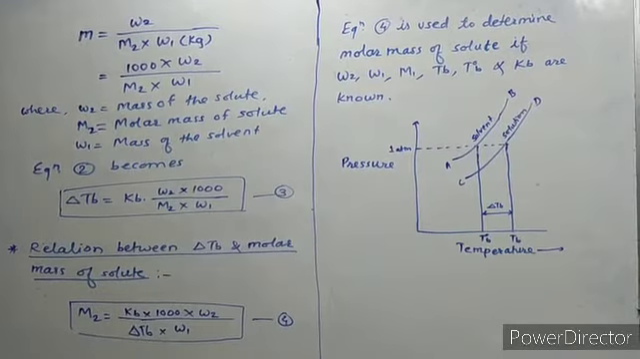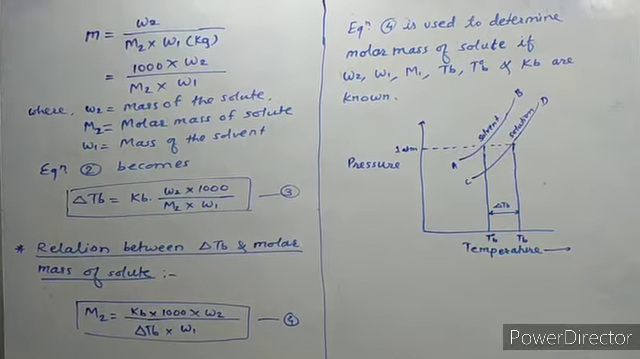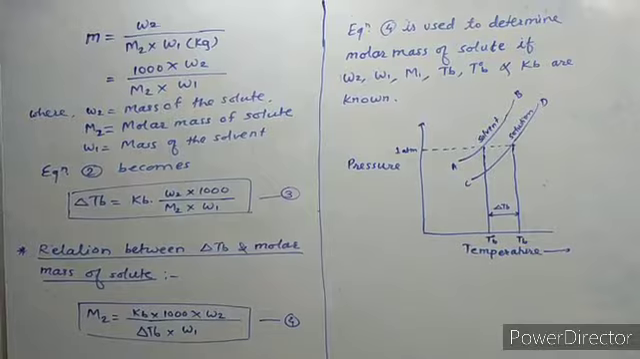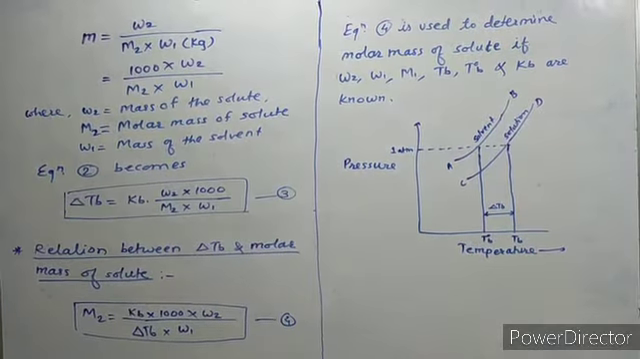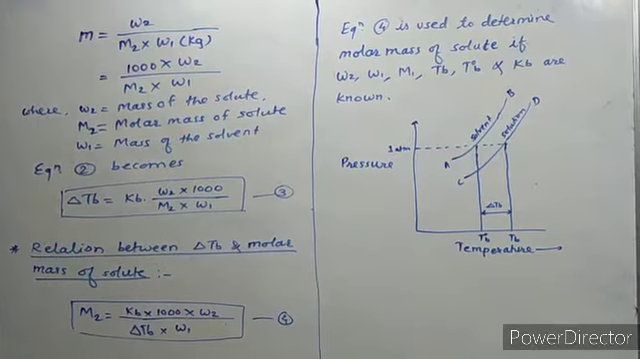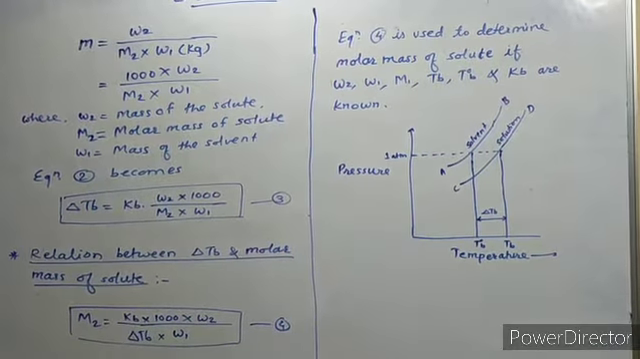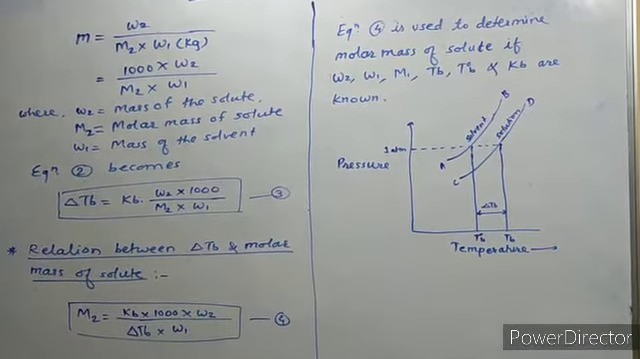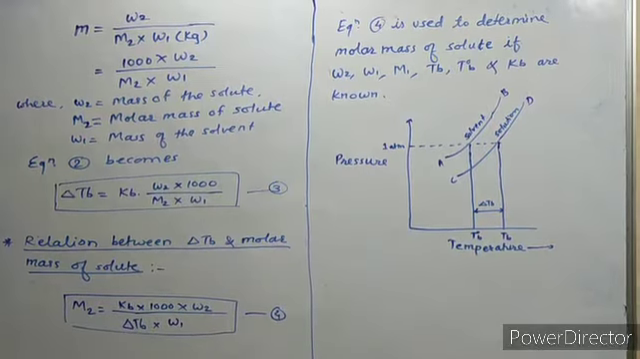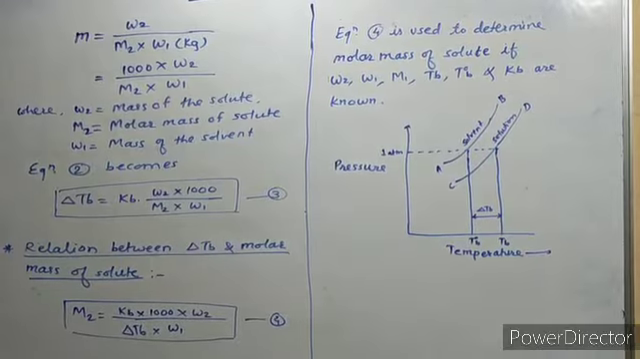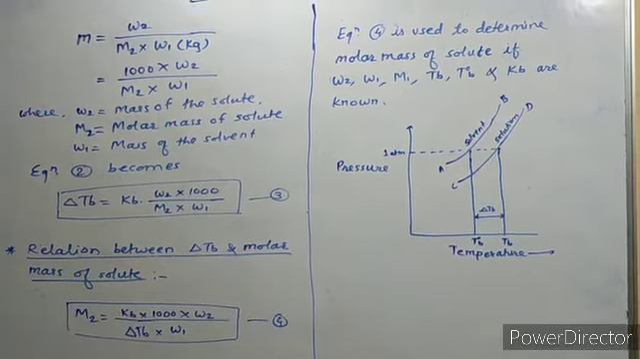What does in kg mean? We have to convert the mass of the solvent into kg, so divide by 1000. So it goes into the numerator: 1000 into W2 upon M2 into W1, where W2 is the mass of solute, M2 is the molar mass of solute, and W1 is the mass of the solvent.